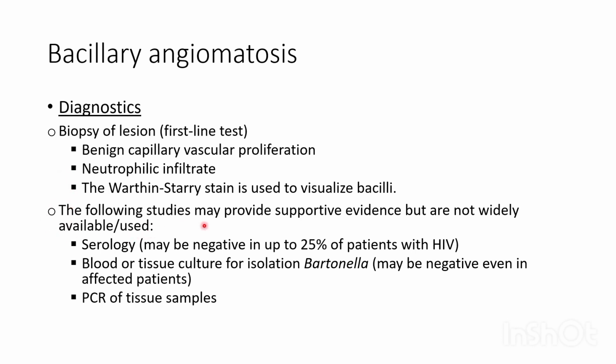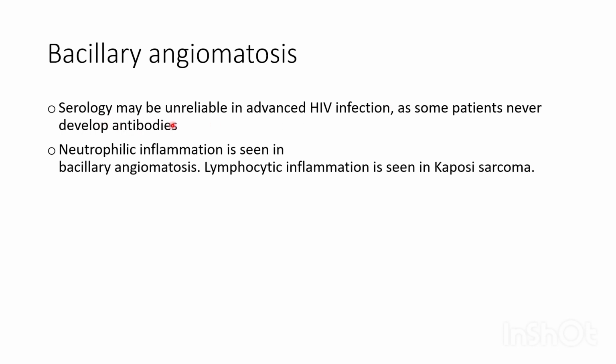The following studies may provide supportive evidence but are not widely available or used. Serology may be negative in up to 25% of patients with HIV because HIV patients do not produce sufficient antibodies. Blood or tissue culture for isolation of Bartonella may be negative even in affected patients. PCR of tissue samples. Serology may be unreliable in advanced HIV infection as some patients never develop antibodies.